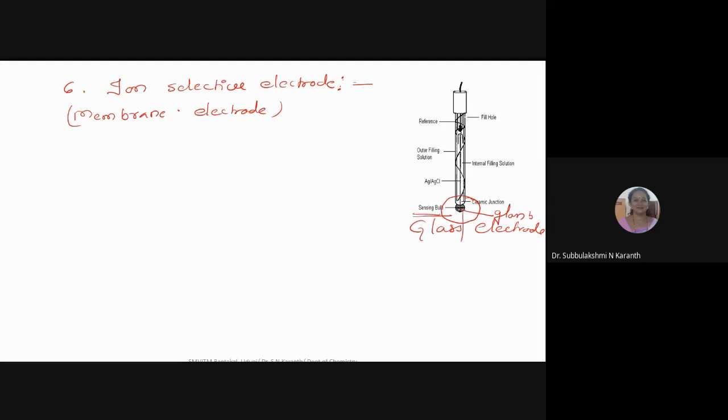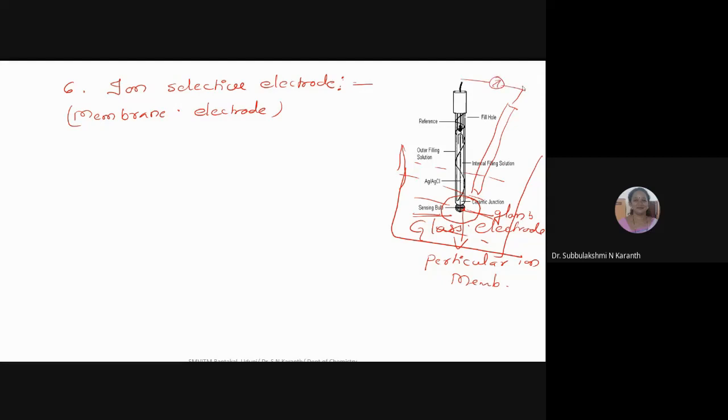This bulb can exchange a particular ion, or it can act as a membrane between the internal solution and the outer solution. This electrode we usually dip in a solution whose electrolyte concentration is to be determined. Like if you want to detect H plus ion concentration, the electrode is dipped in this. Along with this, we have to dip another electrode, like a zinc electrode or any other type of electrode, and these two electrodes are connected by means of a salt bridge.